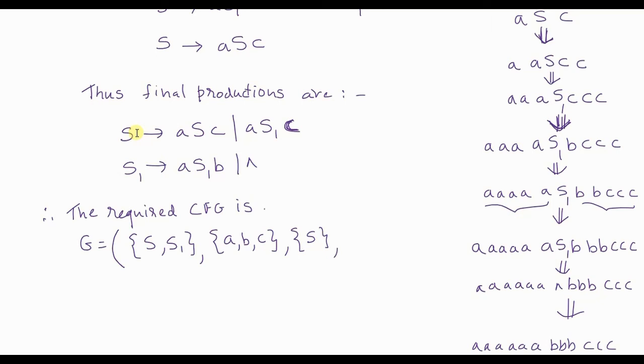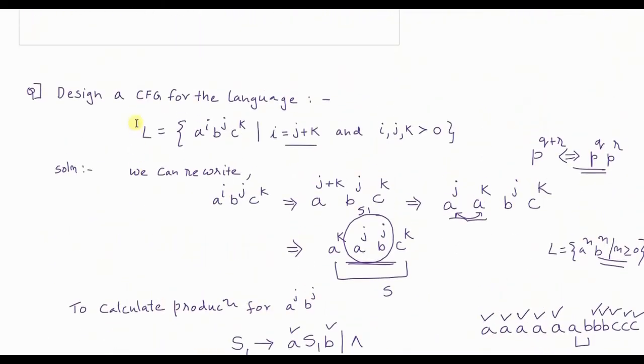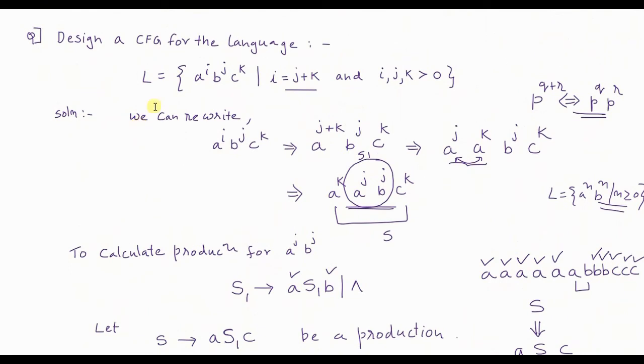Okay, and P are the productions, where production is what? S gives ASC or AS1C, this is one production, and S1 gives AS1B or none. So these are the productions and this is the required context-free grammar. So this is how the problem is solved.